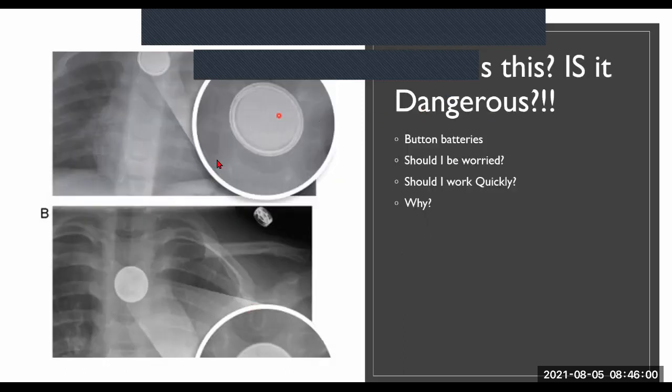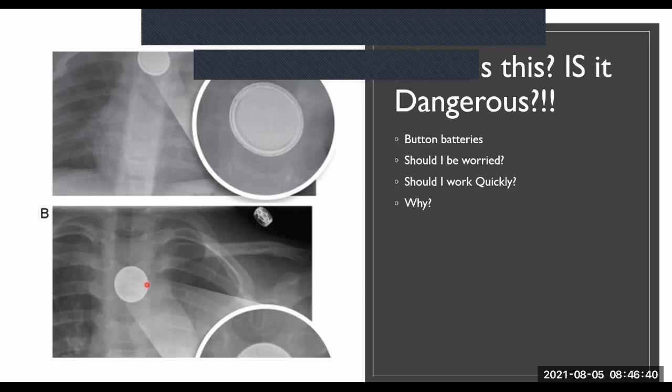So this is a button battery. We've all seen these kids. Should I be worried about a button battery? Why should you be worried? Should you work quickly, or can you send the patient away and come back later? Occlusion is just one part of it, right? I included this because this is one of those things that's not really taught to us in medical school, but has potential. You're nodding because you've got kids, so you've seen all the articles on it as well, right?